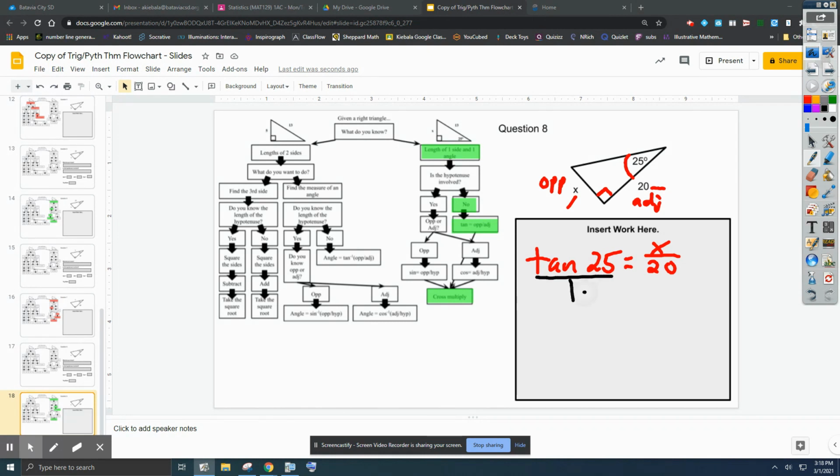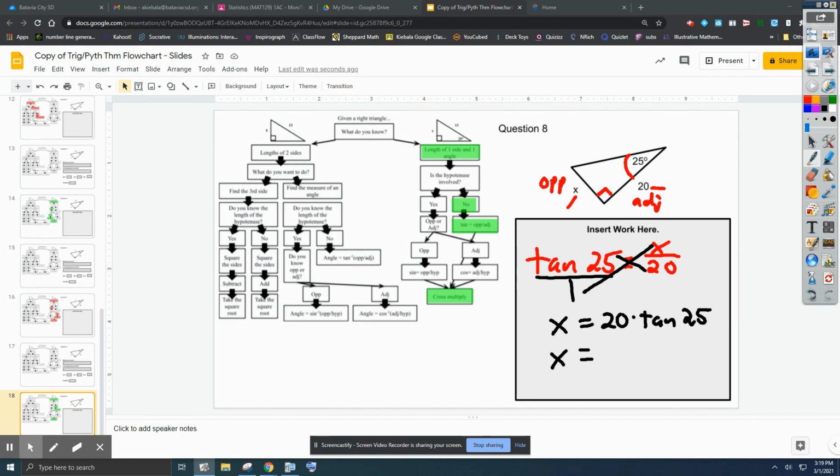cross multiply. 1 times x is x. 20 times tan of 25. Okay, this time we're just going to multiply. Notice the variable is in the numerator. Again, that's a good tip-off that we're just going to multiply. And it doesn't matter the order. You could do tan 25 times 20 or 20 times tan of 25.